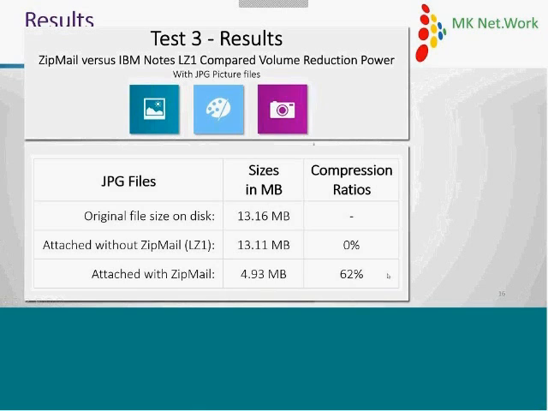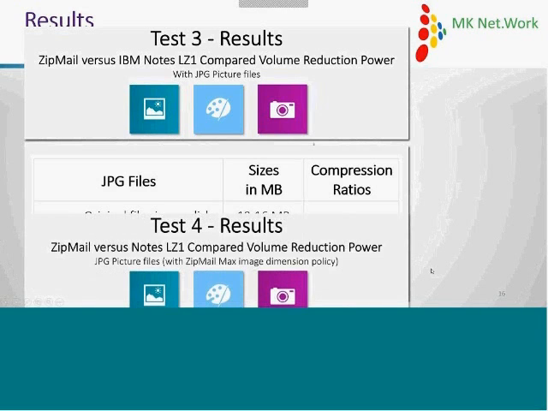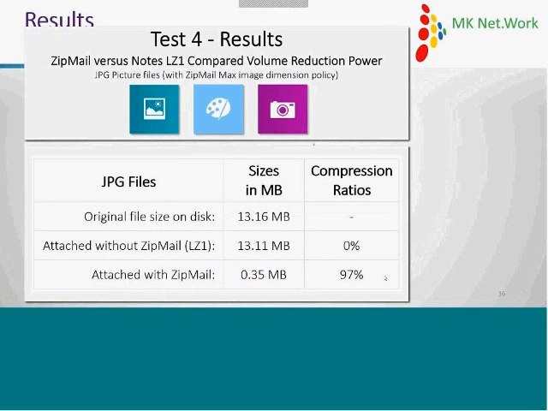With the JPG files, we can still improve the level of savings by applying optional resizing of the images. If you accept the maximum image dimensions set to HD, something like 1920 by 1080, you can go up to 97% savings on some large images.